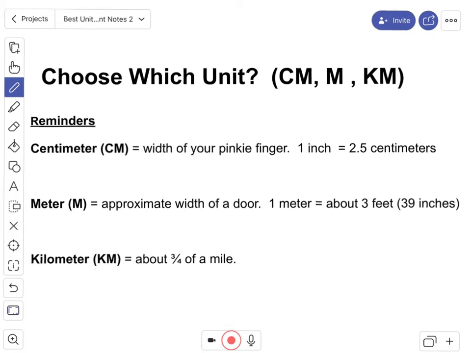And lastly, a kilometer. A kilometer is used when we're using big measurements. For example, a kilometer is about 3/4 of a mile. So when I'm trying to figure out which unit of measurement to use, I think about if it's small, like the width of your pinky, that's a centimeter. If it's kind of medium size, like the width of a door, that's a meter. And if it's a little bit less than a mile, I think of a kilometer. Keep these in mind as we move into the next slide.